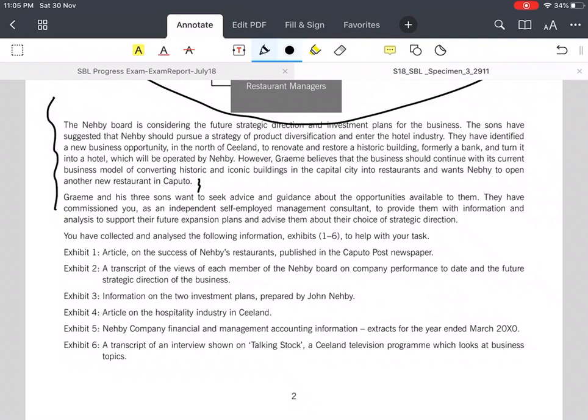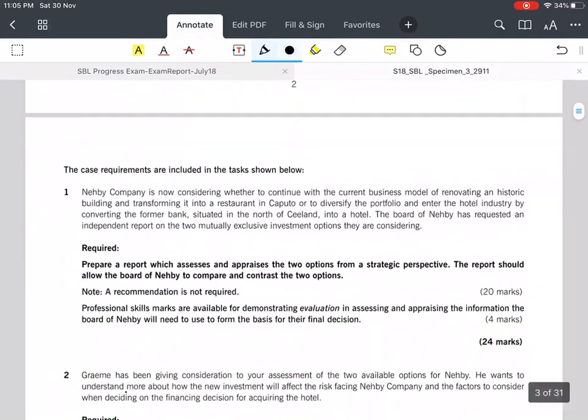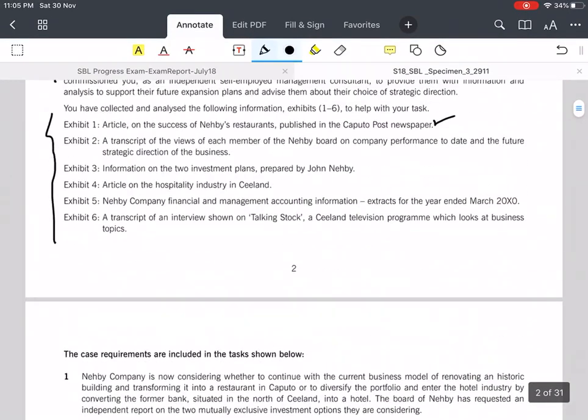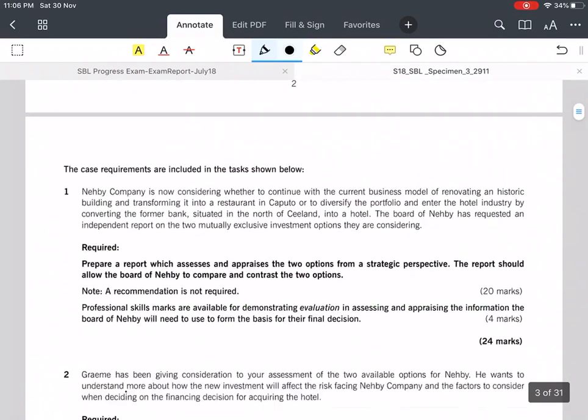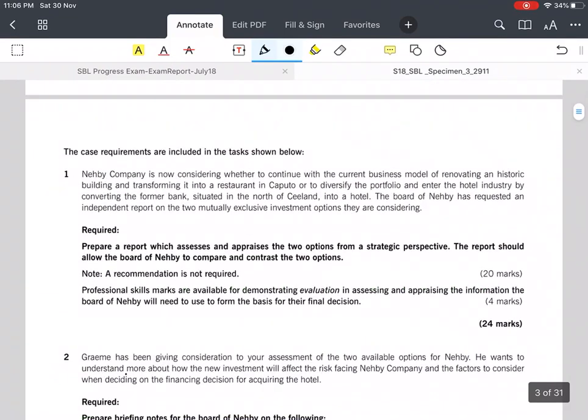If you know the overall problem in this case study, you will be in a better position to come up with a solution that will solve this problem. And then there are the exhibits, with a brief explanation or description of each of the exhibits available. Once you have read and identified the above, you should move towards the requirements.